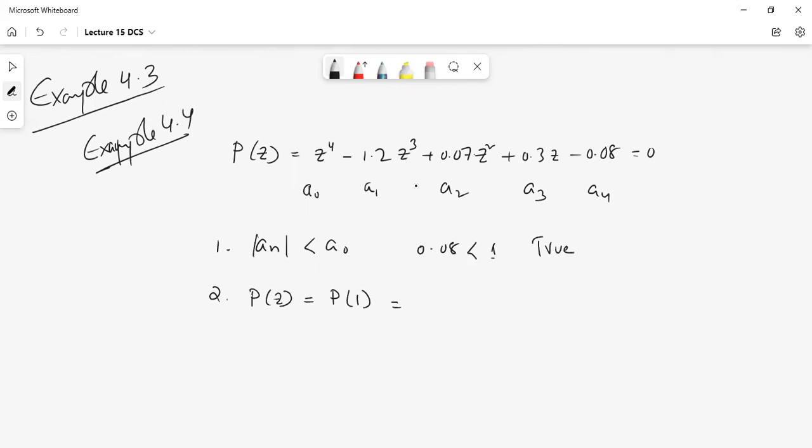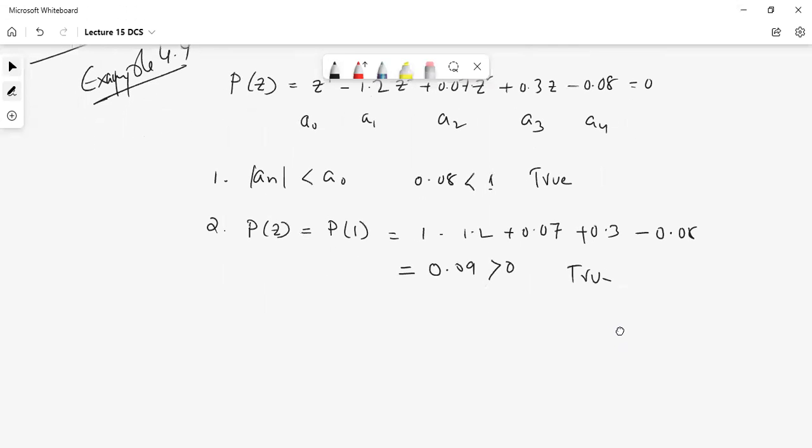Number 2 is Pz, where we have to find P1. If you put it in, we find 1 minus 1.2 plus 0.07 plus 0.3 minus 0.08. Now the magnitude of this one becomes 0.09, and definitely that is greater than 0. So the second criterion is also true.